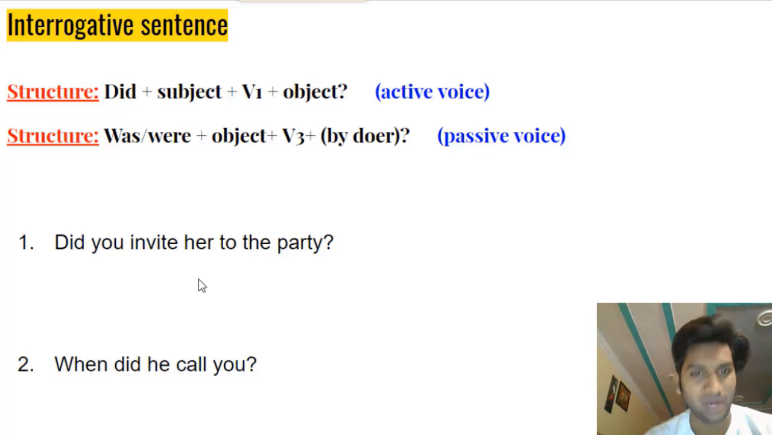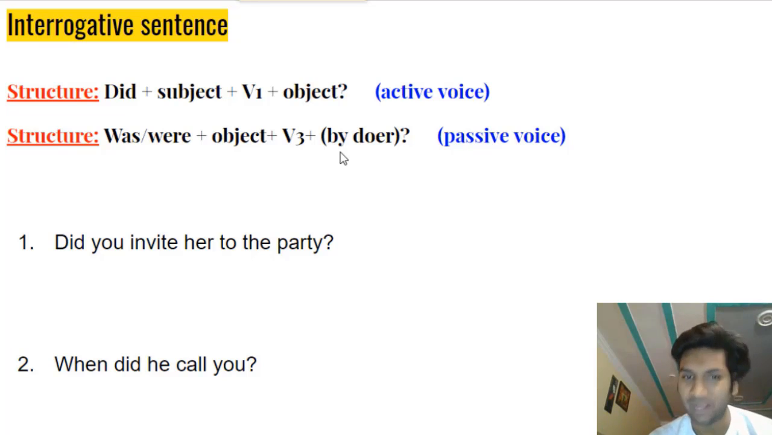This is the structure in the active voice. First comes the auxiliary verb did, followed by the subject, the doer of the action, followed by V1, followed by the object. This is how you write an active voice sentence in simple past tense. In the passive voice, first comes the helping verb, that is was or were. Then comes the object, the receiver of the action, followed by V3, the past participle, plus the doer of the action, if you want to mention that.